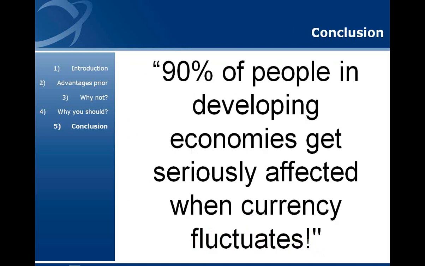One thing that you really need to understand as a South African, there's a recent statistic that came out, 90% of people in developing economies get seriously affected when currency fluctuates. That was looked at in Argentina, it was looked at in Russia, and it was also looked at in Zimbabwe. And the only people that are not directly affected are those wise and prudent people that had offshore assets, offshore income, because they were protected from the currency fluctuations. It really is important to understand that, and to understand the impact that that will have on your future and your family's future.